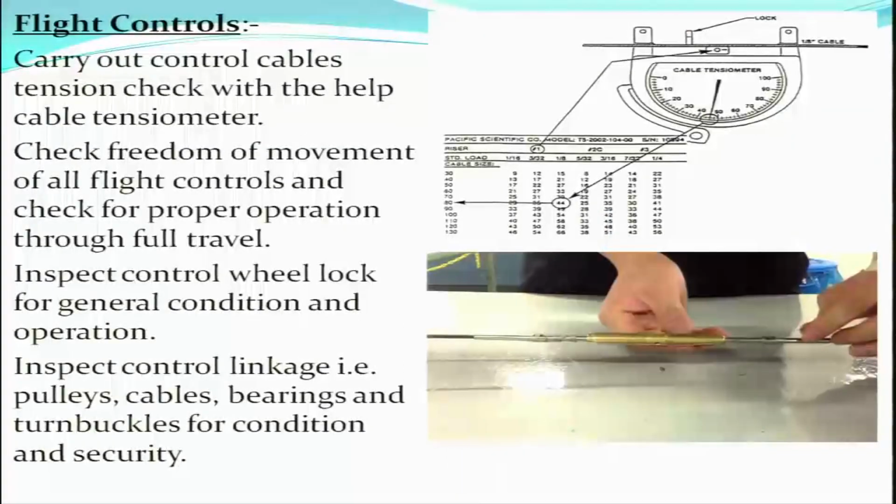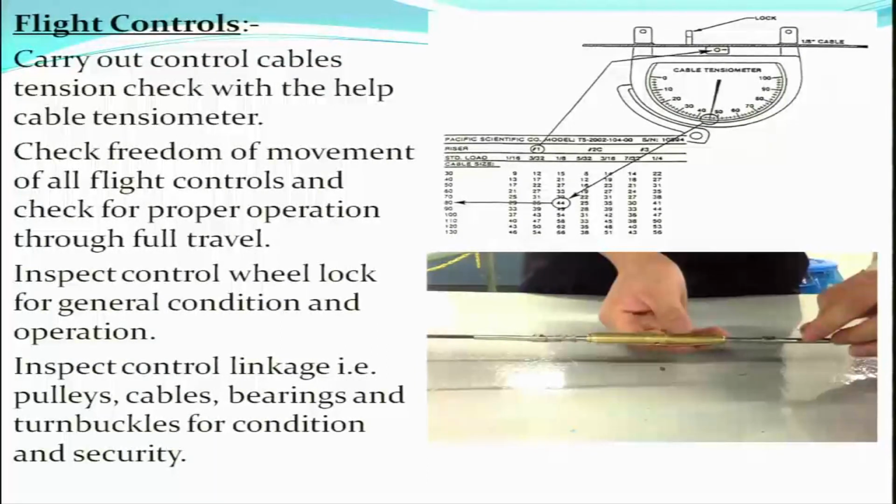Coming to the flight controls, carry out control cables tension check with the help of the cable tensiometer. So, this is your cable tensiometer. With the help of this cable tensiometer, we will check the tension of the cables in your flight controls system. Check freedom of movement of all flight controls and check for proper operation through the full travel. So, we will do the control surface travel check and the cable tension check as part of this inspection.